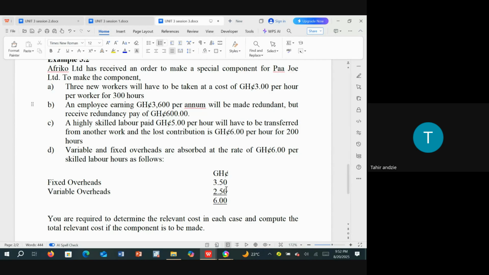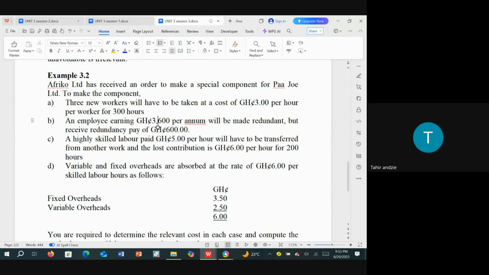So let us look at the first cost. That one has to do with the labor cost. So 3 new employees will have to be taken at the cost of 3 cedis per hour per worker for 300 hours. So what will be the relevant costs of the labor for the first one? How do you get that? 3 cedis multiplied by 300.